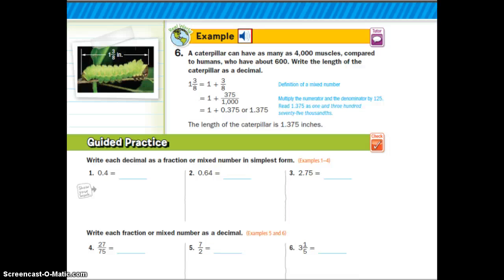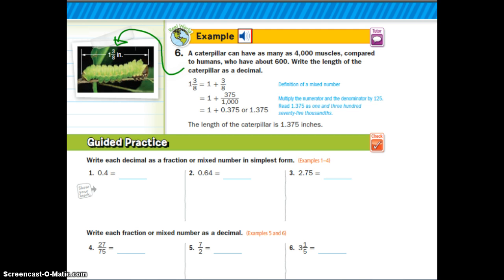Okay, so now we have this tidbit of information. A caterpillar can have as many as 4,000 muscles, where a human has about 600. Write the length of the caterpillar as a decimal. You're like, well, what am I going to do with this 4,000 and this 600? Well, that doesn't have anything to do with the problem. You have to go to the picture. The picture says that the caterpillar is 1 3/8 inch.